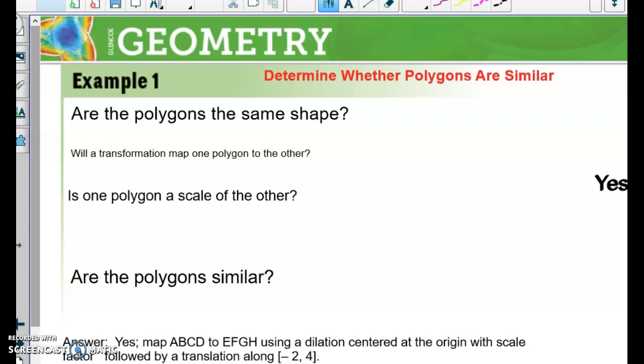When we're doing this, we have to ask ourselves, are the polygons the same shape? Well, in this case, they were both squares. Will the transformation map one polygon onto the other? Is one polygon a scale factor of the other? And are the polygons similar? Well, if these are all yes, then we know that they are similar polygons.